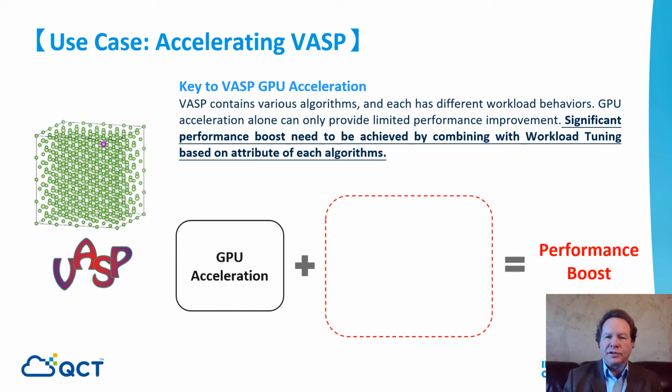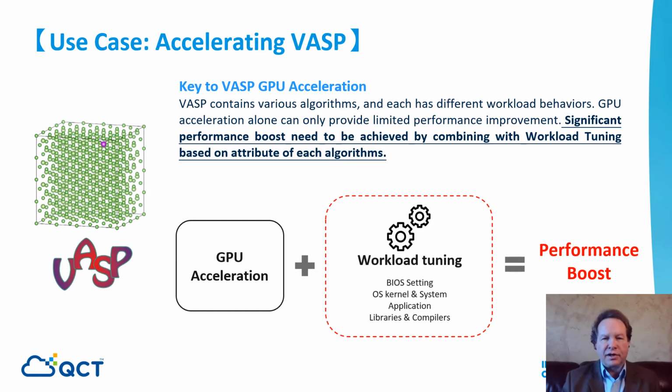The BIOS settings, OS, application libraries, and compilers should all be configured for the specific algorithms and workloads to produce optimal performance. A deep understanding of the workloads and system is required for workload tuning. QCT's performance team is composed of workload and system experts that work together to build QCT's workload tuning capability. Together, they build the automated processes to do final configuration of the QCT POD for a given user's needs.